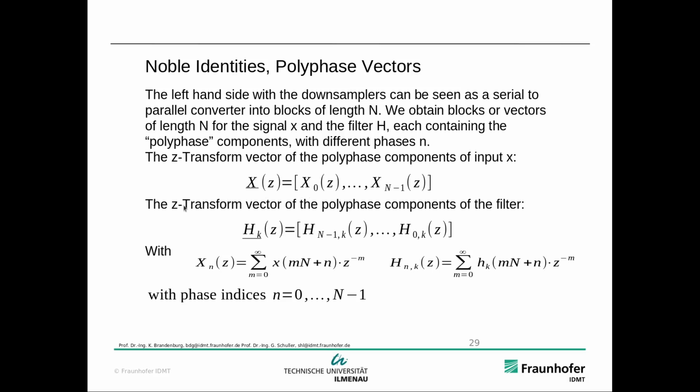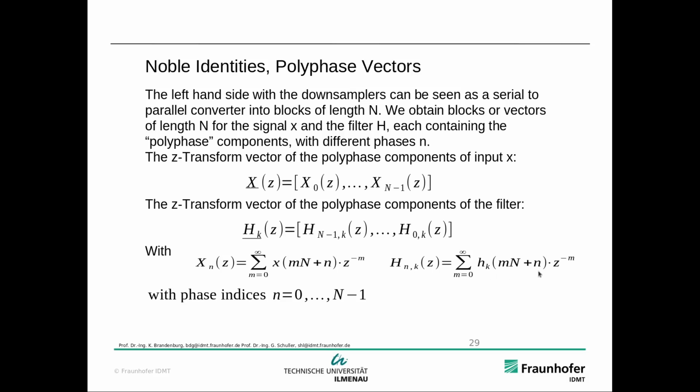Yeah, and similar for the z-transform vector of the polyphase component of the filter. Right here, again, we get a vector h_k of z, which contains the polyphase components of this filter of subband k. So again, we have N polyphase components. And here you can see how to compute the z-transform of those polyphase components. Here we have the signal downsampled by capital N, starting with phase n.